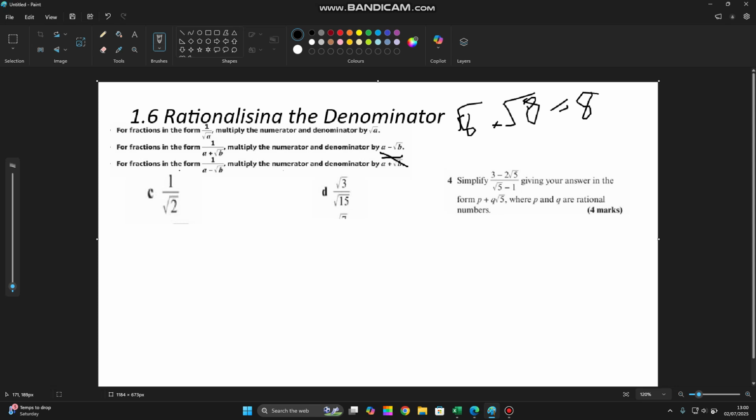And finally, for fractions of the form 1 over a minus root b, we would just multiply the numerator and denominator by a plus root b. So same thing, conjugate. It's the same logic. We cancel out part of the thing, so we just end up with a and b on the denominator. Sorry, so no surds on the denominator, which is the end goal in rationalising the denominator.